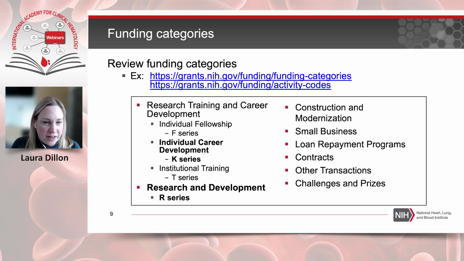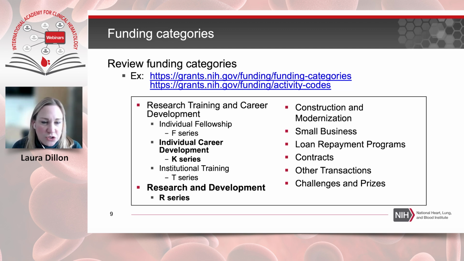Research training and career development grants are broken down by your level of training. There could be individual fellowships, which are the F series grants. There's also individual career development, which is more for when you're transitioning to becoming an independent investigator. These are the K series grants.